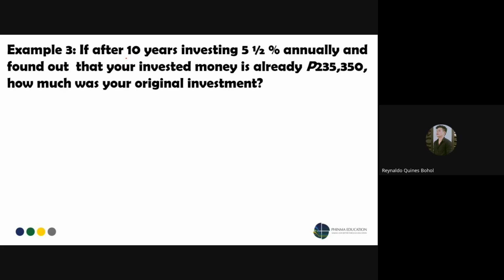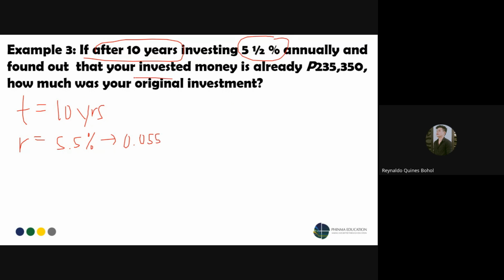Next, number 3. After 10 years, okay, 10 years is our time. There is a 5.5%. That will be the rate. The rate is 5.5%, which is 0.055. Divide nyo lang sa 100. And we're looking for the original investment. Sabi ko kanina, original investment is principal. Yan yung principal natin. Principal is unknown.